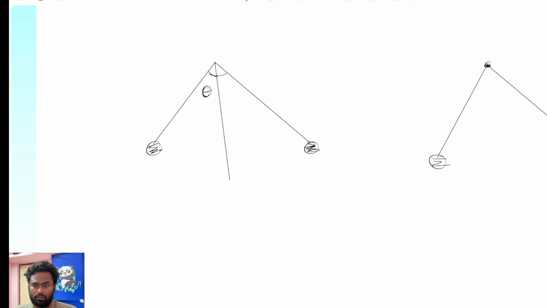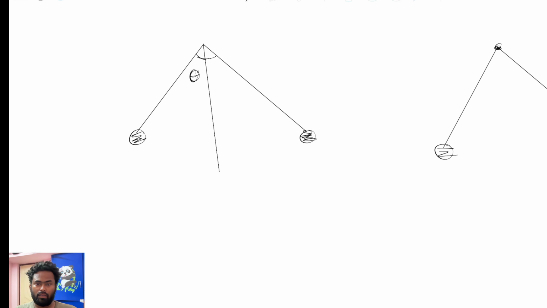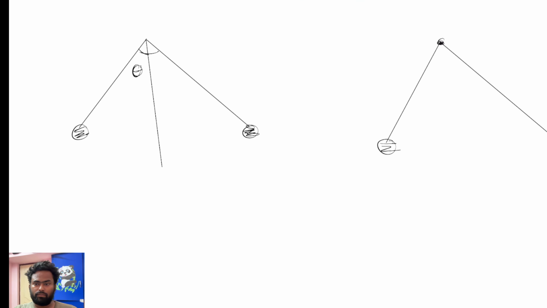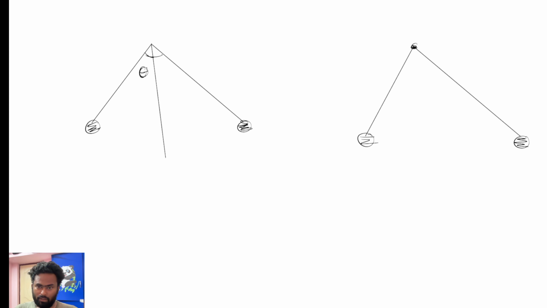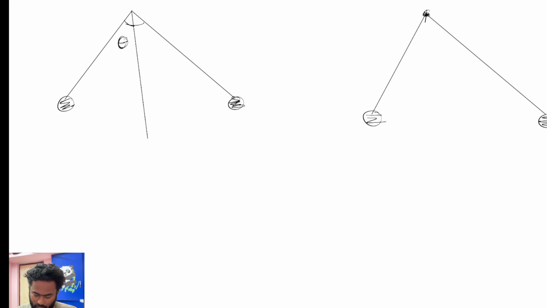So we have two identical spheres, and the angle between them is theta. When we place them in a medium, in water, the angle does not change. So when placed in liquid, the angle between them does not change. What is the value of the dielectric constant? So let's see.